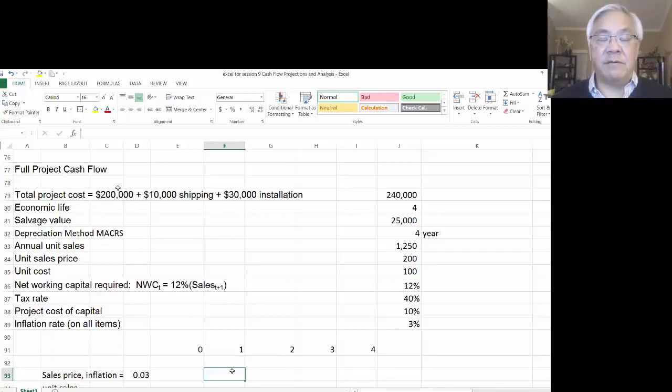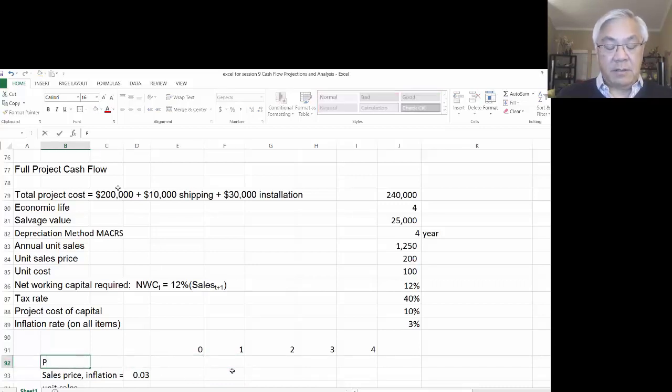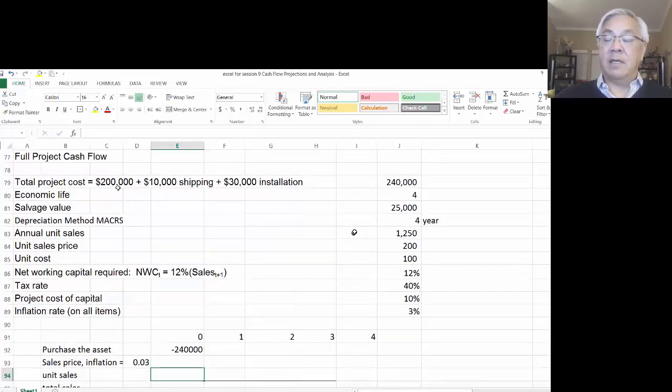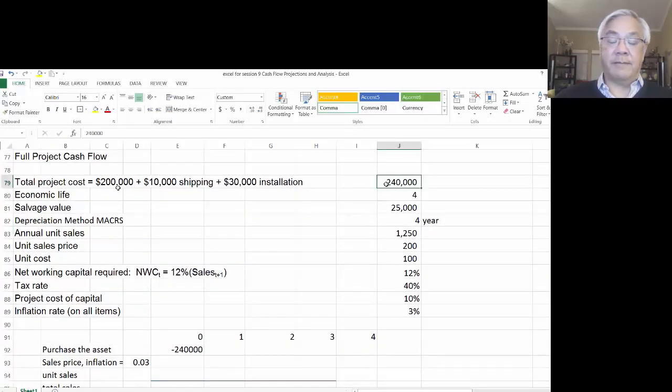So, first item is that we're going to have the purchase of the asset. So, purchase the asset. And the amount we spend is 240,000, negative 240. We've used that throughout, but that's right there as the project cost.